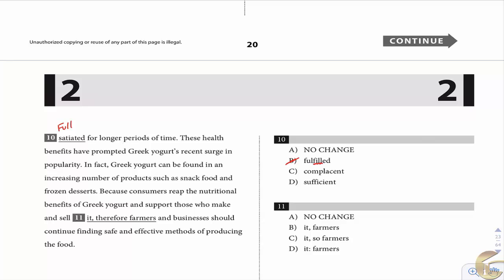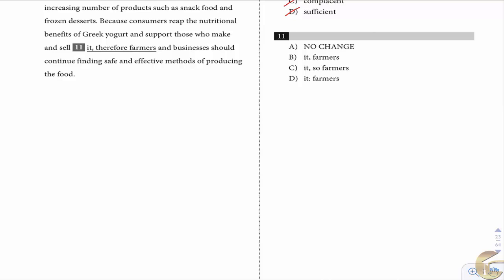Complacent and sufficient, again, same thing. These are not words you would use to say that you're full. So even though you may not know what satiated means, based off process elimination, it has to be A. And again, satiated, it's really the only choice that's going to communicate the concept that you are full, and that's what satiated basically means. You're satisfied. So this way, we're just going to go ahead and pick A for number 10. And then next up, we have number 11.